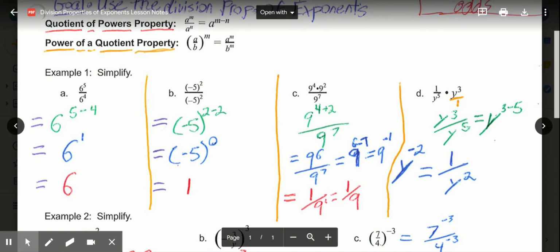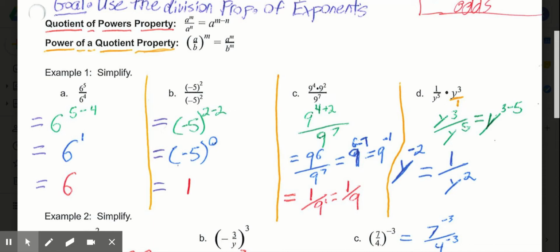Now in C, we have 9 to the 4th times 9 to the 2nd on top. So right away, I'm going to add those two exponents, which would give me 9 to the 6th on top over 9 to the 7th on bottom. So then my problem becomes 9 to the 6 minus 7, which is 9 to the negative 1st power. Then if we have something to a negative power, we move that to the bottom of our fraction. So it'd be 1 over 9 to the 1st power, or 1/9.